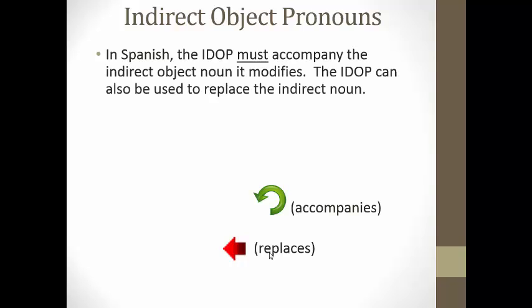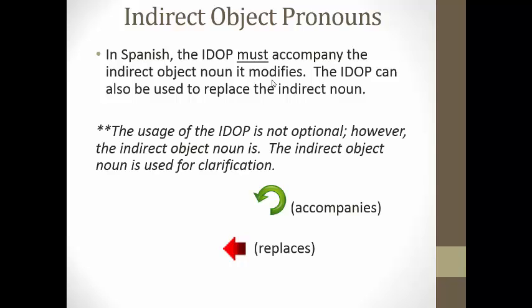Okay, a few other things we need to know about using indirect object pronouns before we go on to our examples. In Spanish, the IDOP must accompany the indirect object noun it modifies. The IDOP can be used to replace the indirect object noun. Something that is a little bit confusing for us as English speakers is that the usage of the IDOP is not optional. However, the indirect object noun is. You use the indirect object noun for clarification.